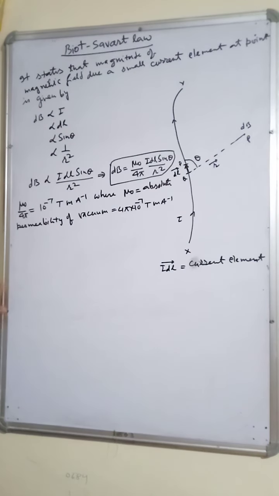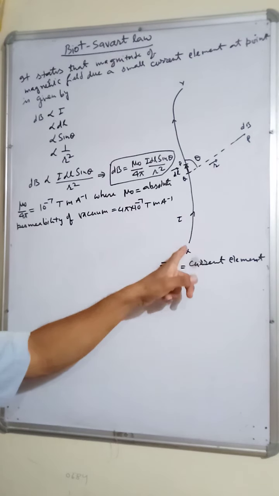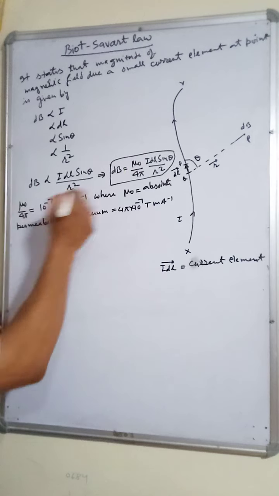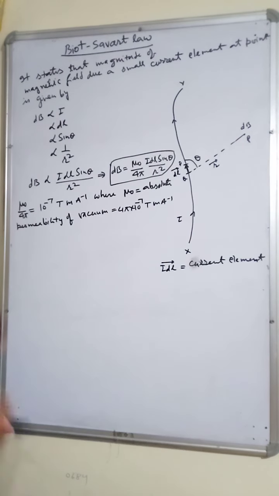Now if you want to find the magnetic field due to the whole conductor, you integrate both sides and then you find it. In different cases you can find the magnetic field due to a circular loop, or due to a semicircle or straight conductor. So you can find the magnetic field of many types of current carrying conductors, right?